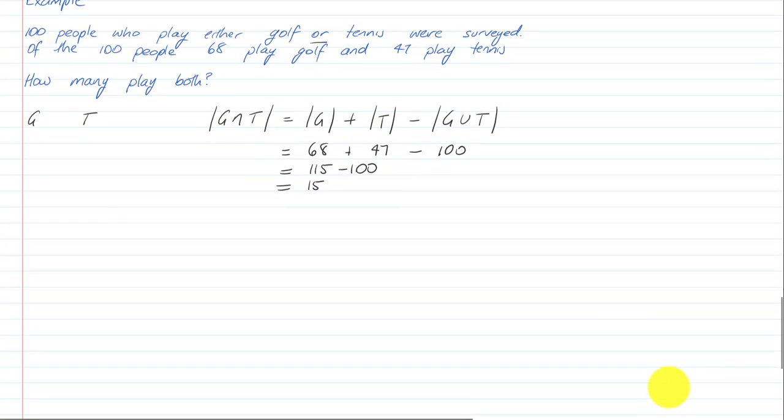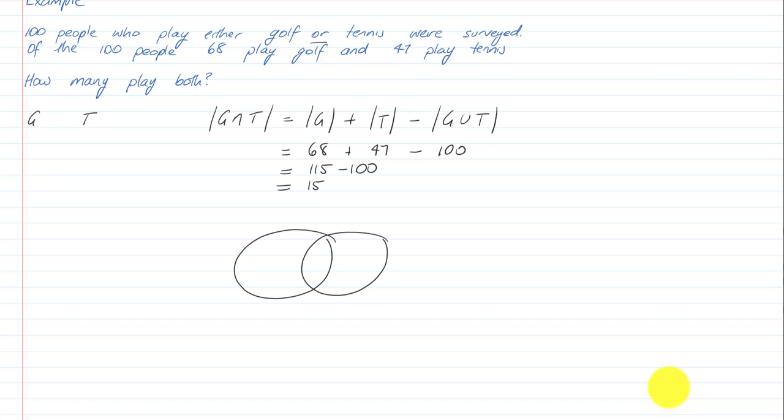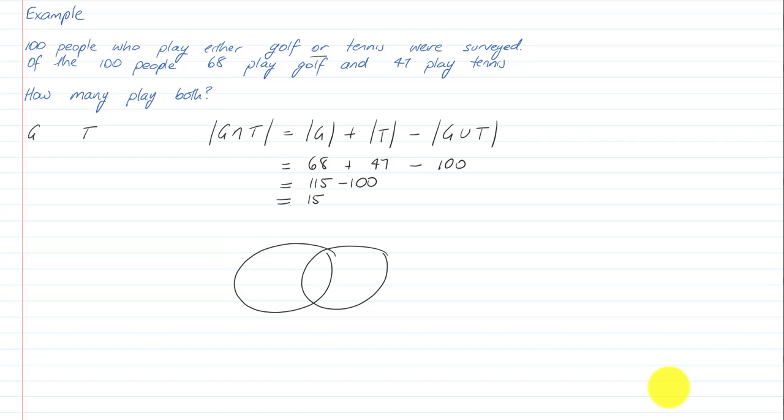And if I draw this out quickly as a Venn diagram, keeping in mind there's no one in this question that plays neither. The question starts with 100 people play golf or tennis, so this is 100 people, and we're stating that the overlap is 15. Now this whole circle is 47, this is the tennis circle, which means that this part is 32. This whole circle is 68, this is the golf circle, which means this part is 53, and 53 plus 15 plus 32 equals 100, as expected.